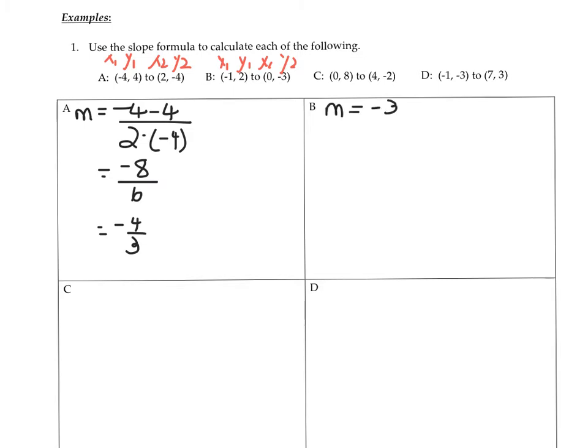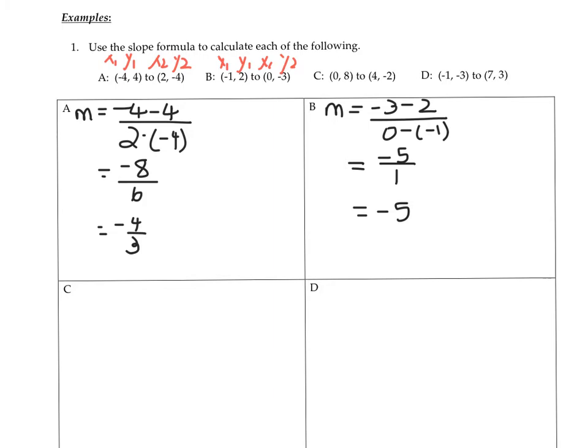Negative 3 minus 2, 0 minus negative 1. And again, we have to be careful with that double negative. Make sure you're always putting the y's on the top, the x's on the bottom. And now when I simplify that, I end up with negative 5 for my numerator and positive 1 for my denominator. And if I simplify negative 5 over 1, anything divided by 1 is itself, so my final answer is negative 5.